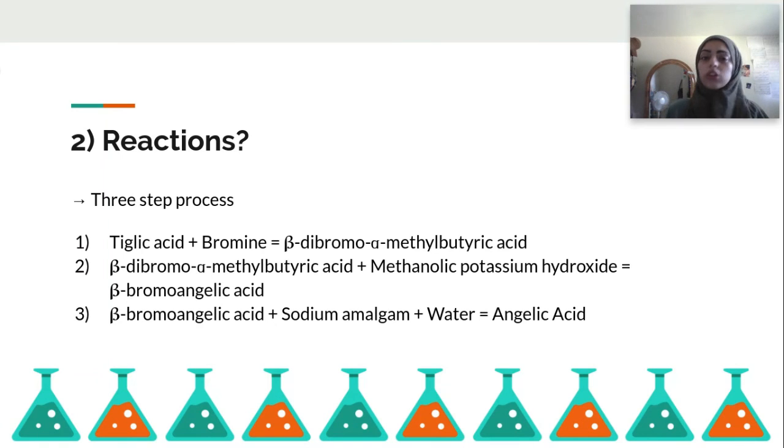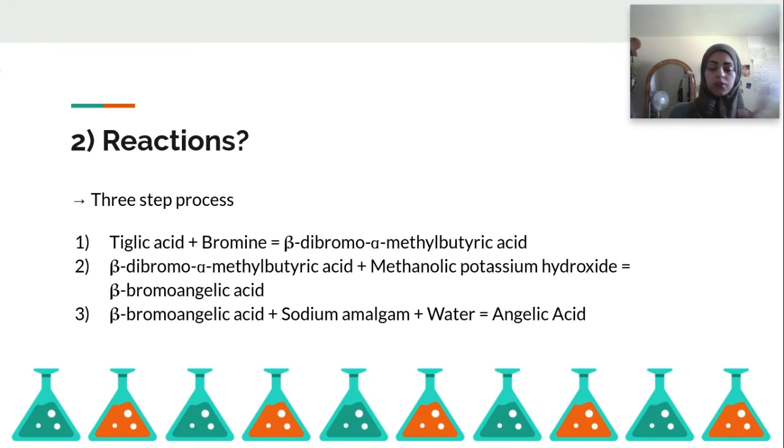Next are the reactions to form angelic acid. As I mentioned earlier, tiglic and angelic acid are cis and trans isomers of 2-methyl-2-butenoic acid. And basically, you can actually make tiglic acid from angelic acid and vice versa. So that's what we're going to do. To make angelic acid from tiglic acid, it's a 3-step process. The first one: combine tiglic acid and bromine, and you get beta-dibromo alpha methylbutyric acid.